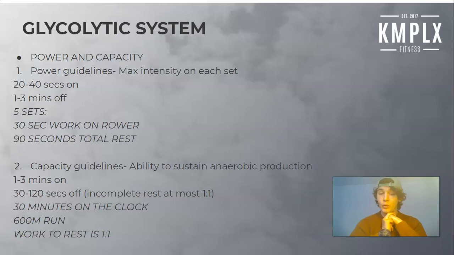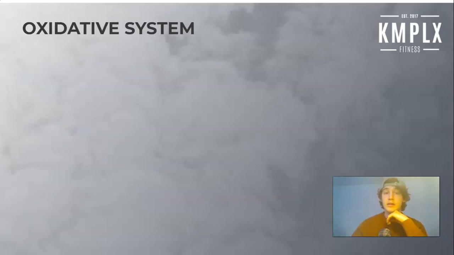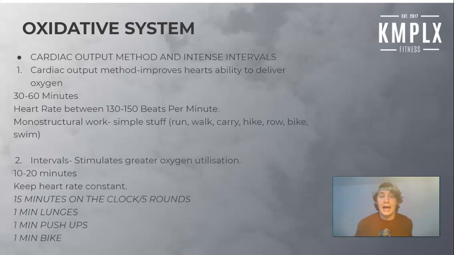So an example would be putting 30 minutes on the clock, having a track or a route and saying, right, I'm going to run 600 meters and my work to rest ratio is going to be 1 to 1. So if that 600 meters takes me 2 minutes, I'm resting 2 minutes and going again, and you get as many rounds of those done as you can, keeping to a strict 1 to 1 work to rest ratio in a 30-minute window.